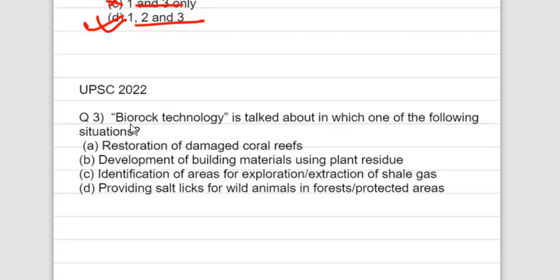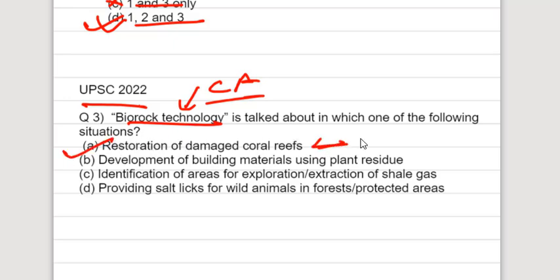Next question is on biorock technology. Biorock was actually a current affair of that time. You have seen in the Gulf of Kutch, they have restored the corals. Biorock technology is talked about in which of the following? This is the restoration of the damaged coral reef.